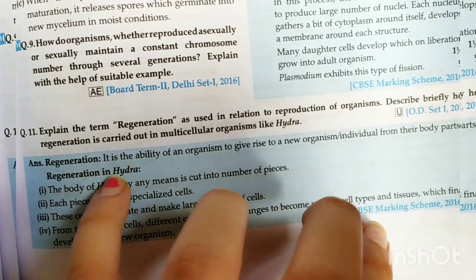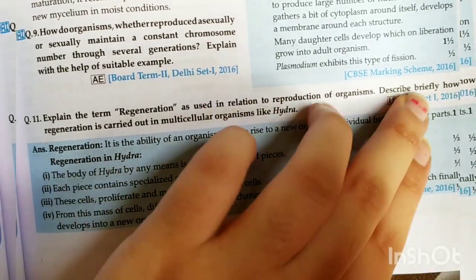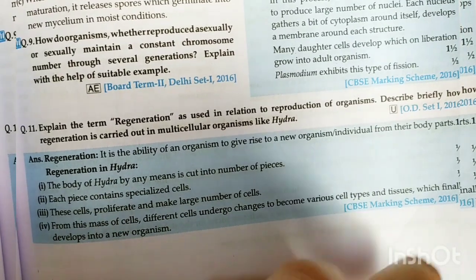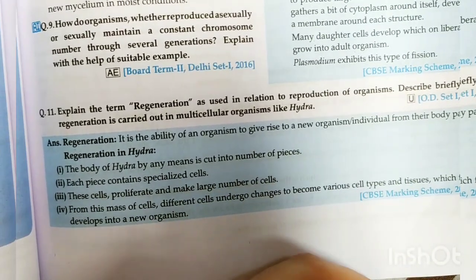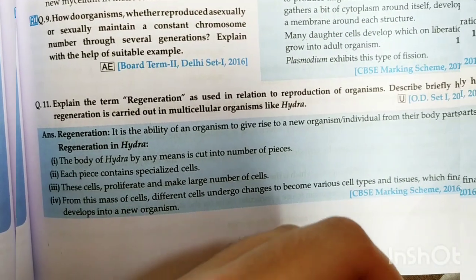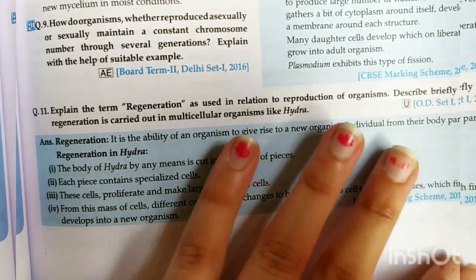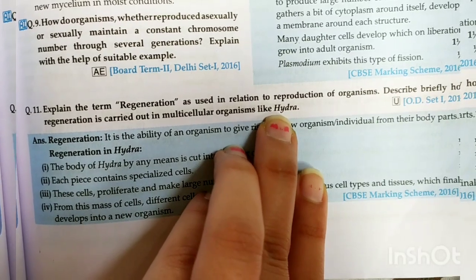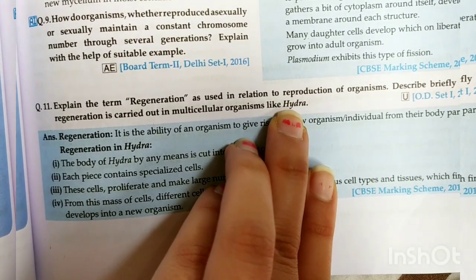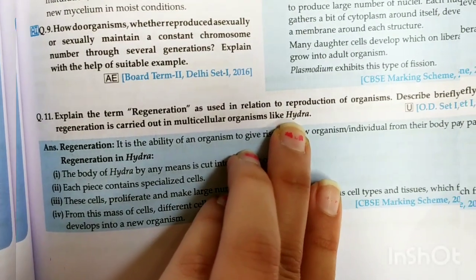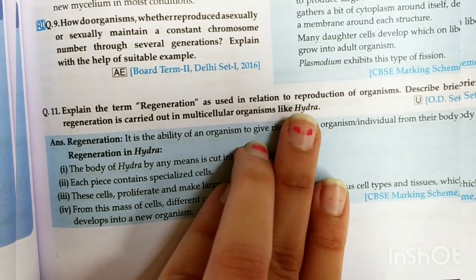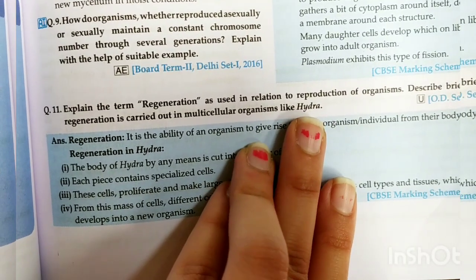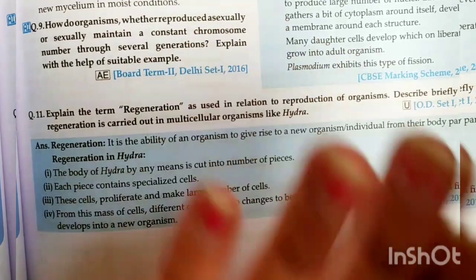Now talking about the regeneration in Hydra, the second part of the question is to describe briefly how regeneration is carried out in multicellular organisms like Hydra. Here it is not written like planaria. In the question, the name of the organism is already given, that is Hydra. So we need to write the answer in Hydra's context only.